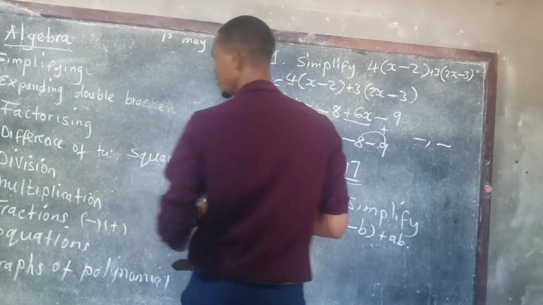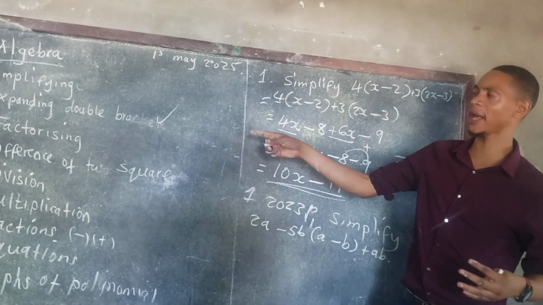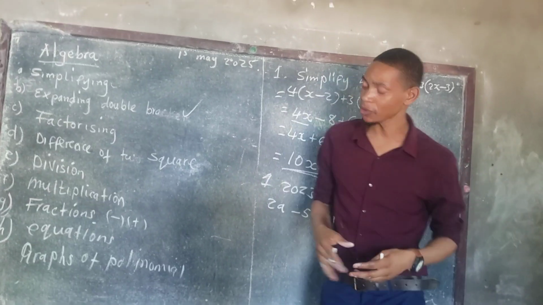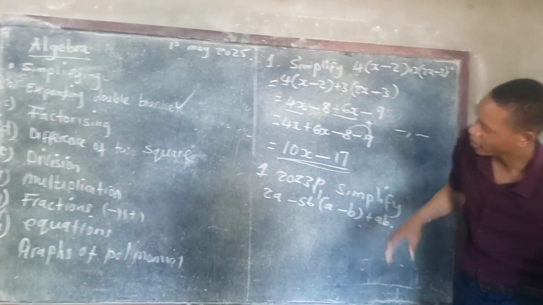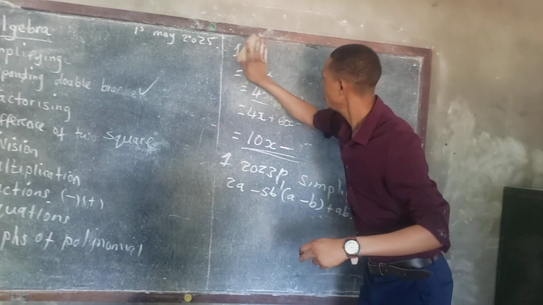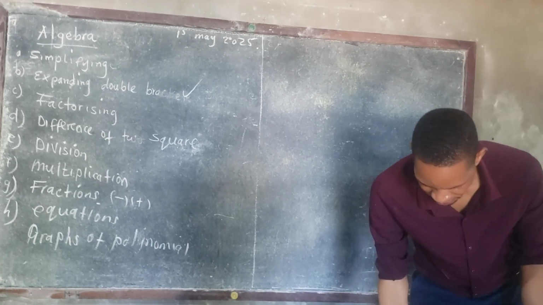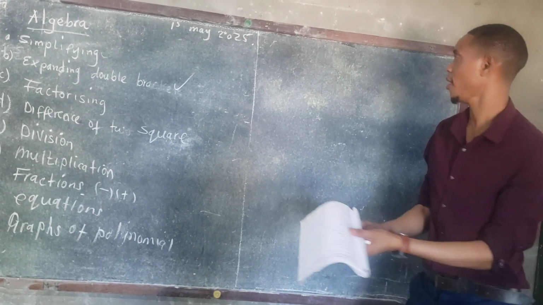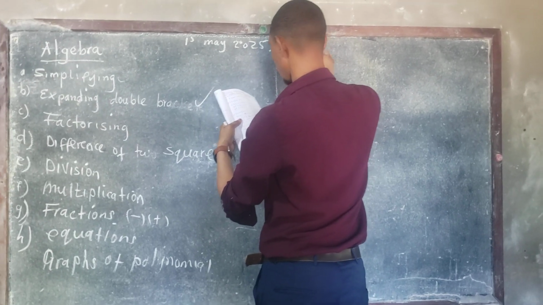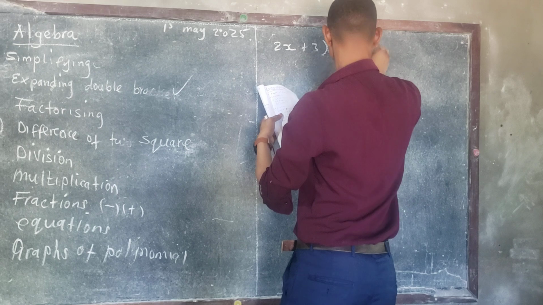Then the other thing that you need to know is expanding double brackets, an expression that involves expanding double brackets. I'll give you two examples on this one. The first example I'm going to give you is this one: (2x + 3)(x + 5).